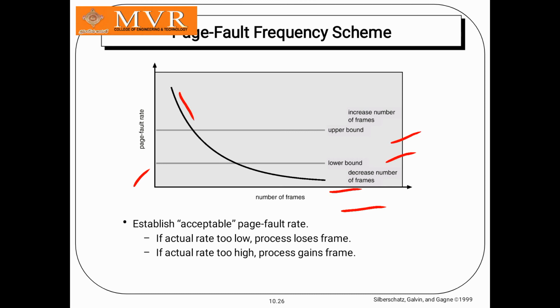Okay. This is the page fault frequency scheme, and it establishes an acceptable page fault rate. If the actual rate is too low, the process loses frames. If the actual rate is too high, the process gains frames.